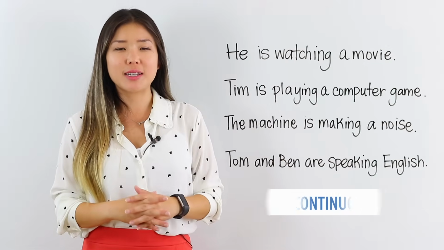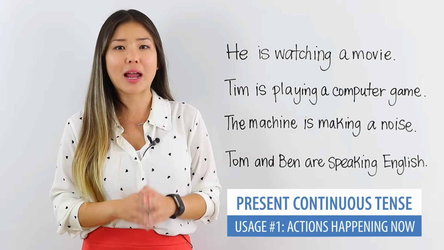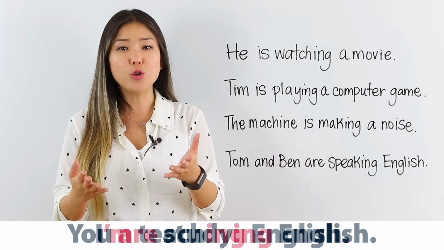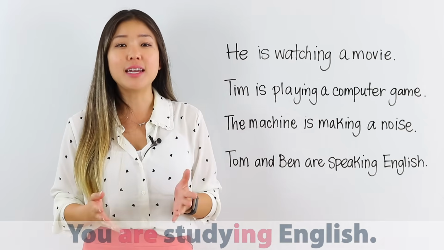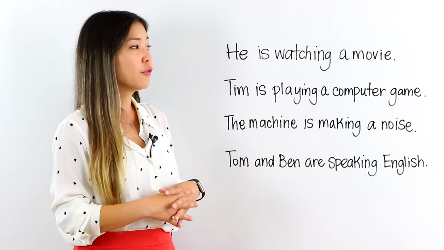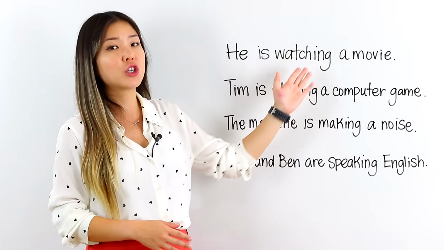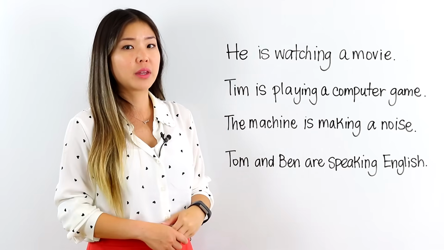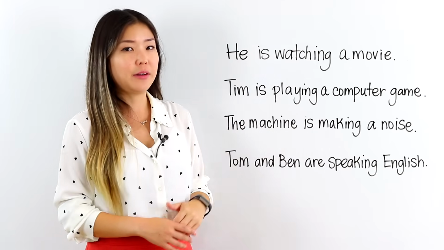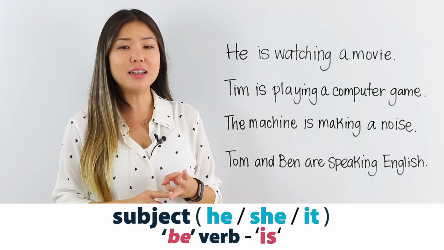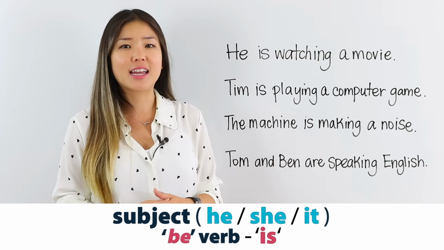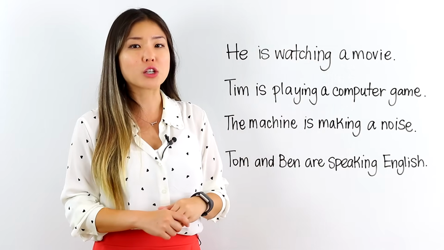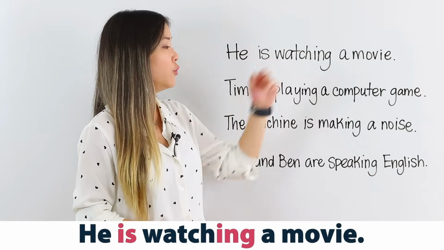The present continuous tense is used to talk about actions that are happening right now. For example, I'm teaching English, and you are studying English. Let's take a look at some more examples. The first sentence says, he is watching a movie. We start with the subject and a be verb. In this case, the subject is he. For he, she, and it, we use the be verb is. Then you'll notice I added an ing to the end of the verb watch. He is watching a movie.